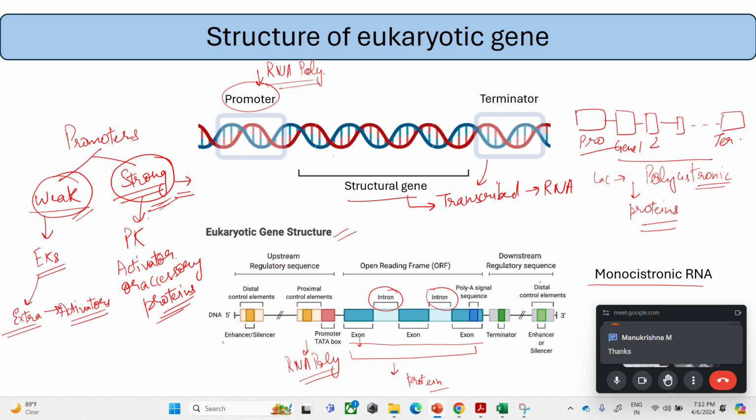So these proximal control elements are the major binding site for the RNA polymerase and all the transcription factors that are involved in helping the RNA polymerase to bind to the promoter. And these distal control elements are the binding site for the enhancers or silencers. Silencers basically help in the regulation of the transcription. So if they are bound to the particular promoter, they will not allow the RNA polymerase to complete the transcription. So these basically help in regulation.